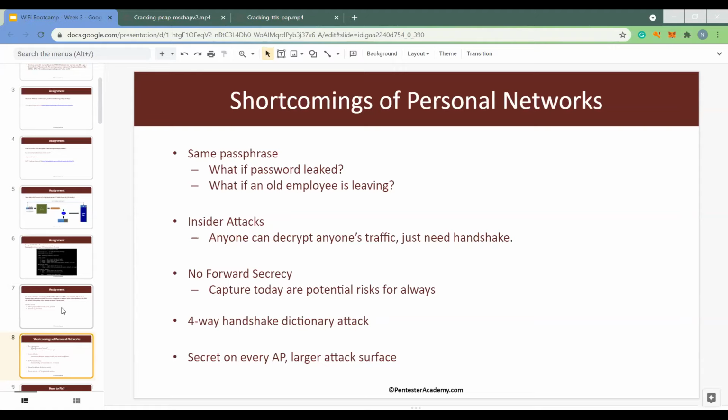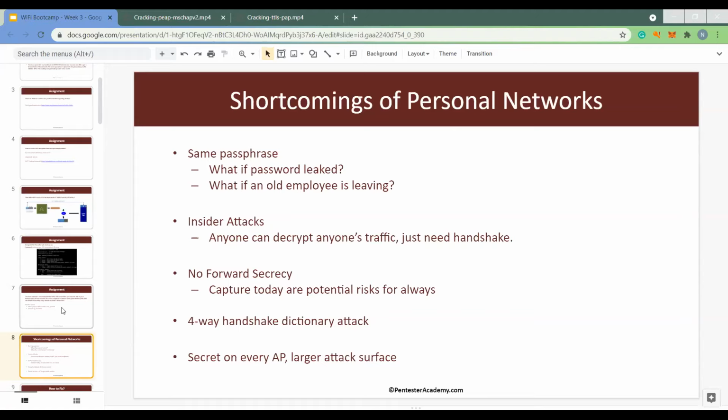You cannot do anything. The last problem is the secret, right? This secret passphrase is available on every access point. So even if one of the access points is compromised in some way, by physical access or by some other vulnerability, if one of the access points is pwned, your secret passphrase is now with the attacker, and now he has access to all of the network. He can decrypt everyone's traffic, right? All of those things he can do.